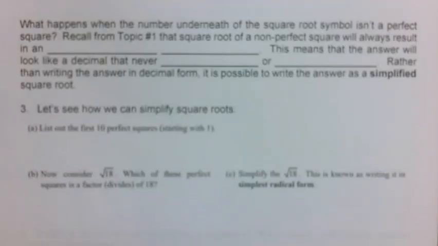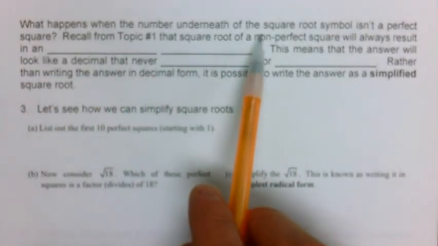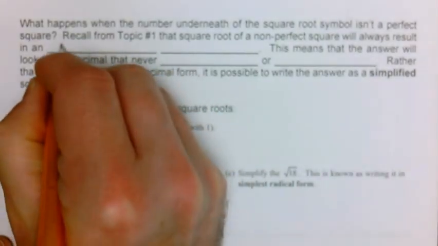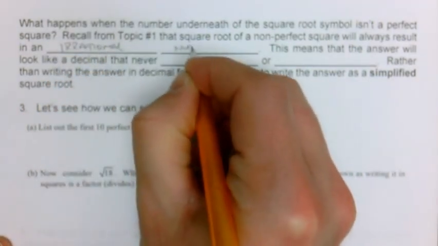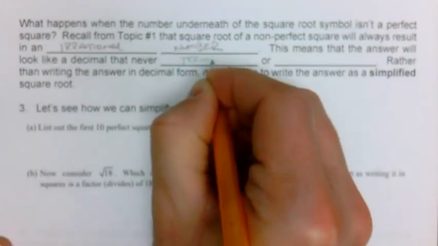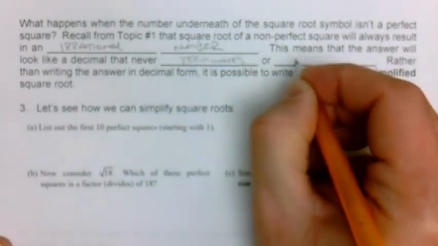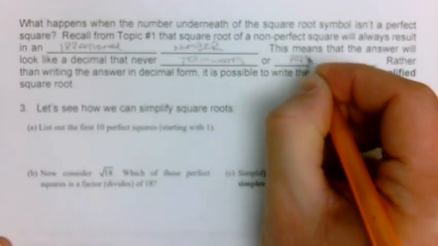So now that we're familiar with the multiplication property for square roots, what happens when the number underneath your square root symbol isn't a perfect square? We talked about this a little bit earlier in the video, but we also talked about it in topic 1. The square root of a non-perfect square will always be an irrational number. Okay? Any square root of a non-perfect square is an irrational number. This means that your answer will be a decimal that never terminates, meaning that it never stops, and that also never repeats.